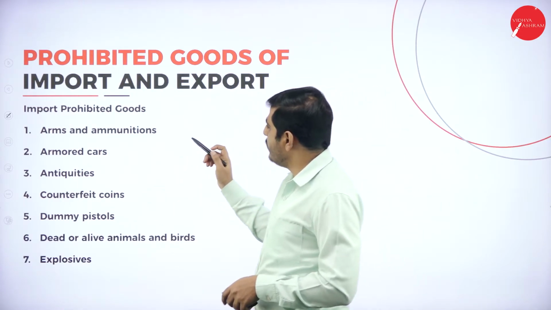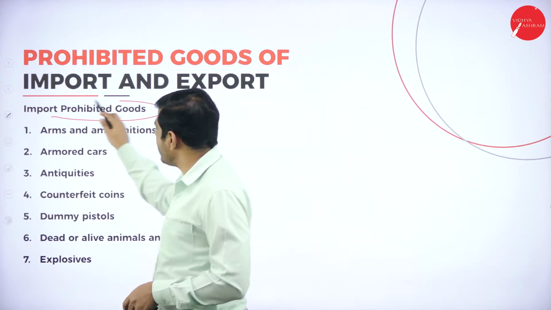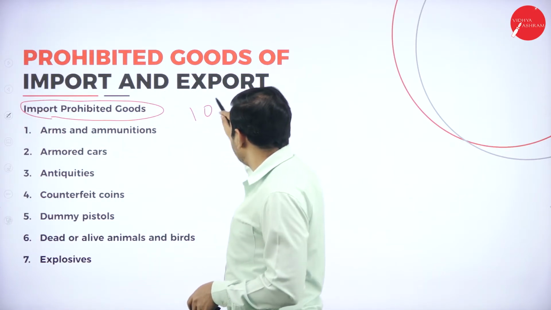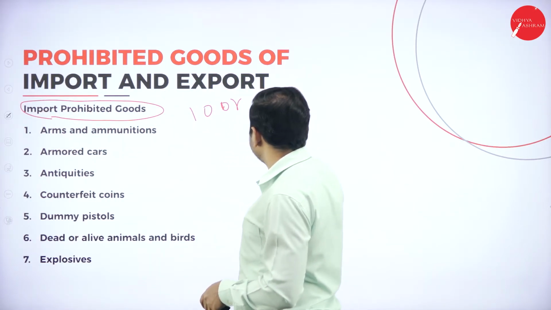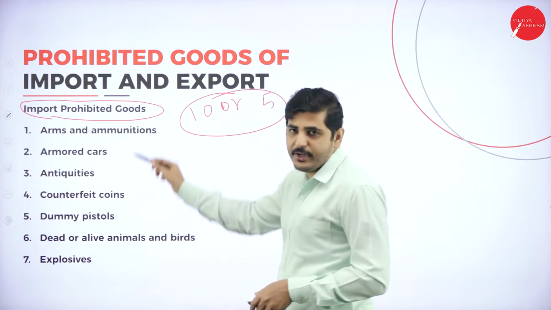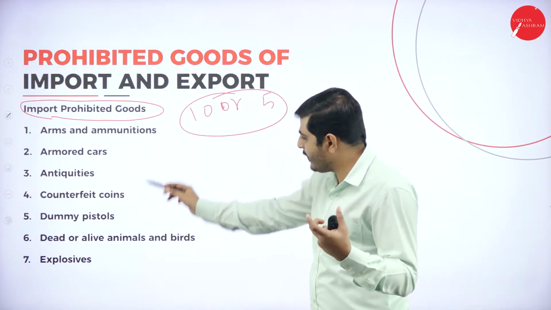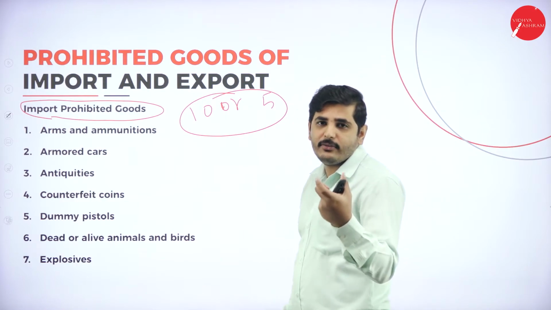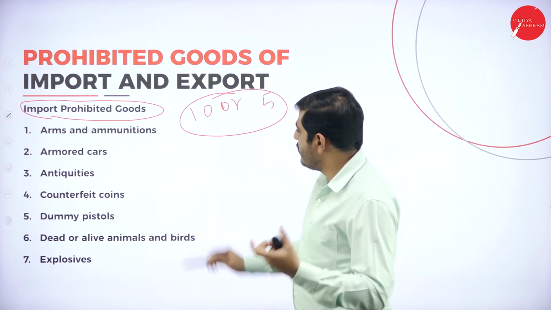So what are the prohibited goods, import and export? They will ask for 10 or 5 marks. They will ask this question: what are the prohibited goods? You have to mention these goods. If you mention any 5 goods, you will get 5 marks. If they ask for 10 marks, you can mention any 10 products.